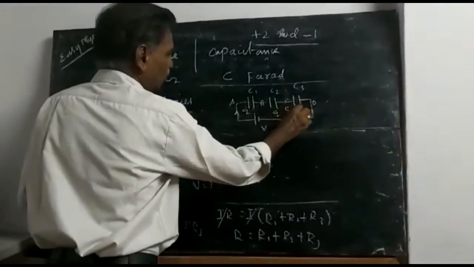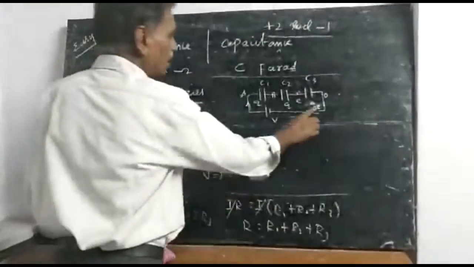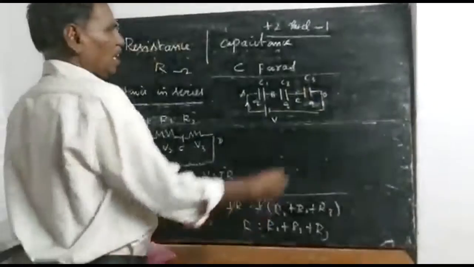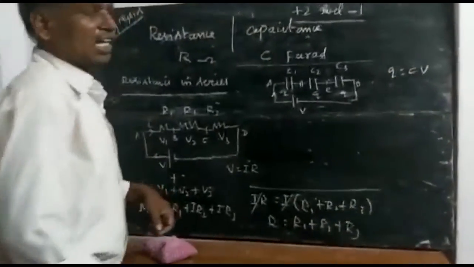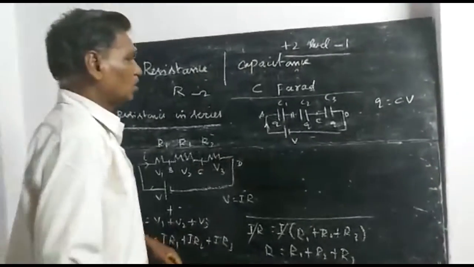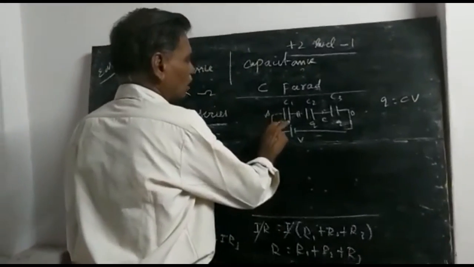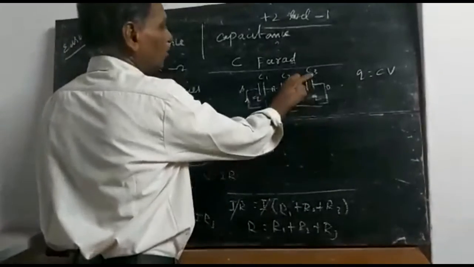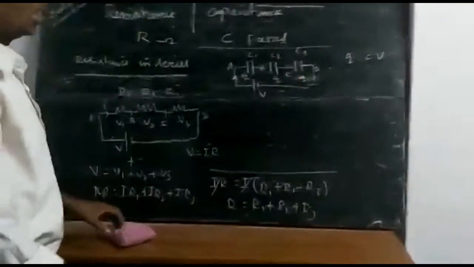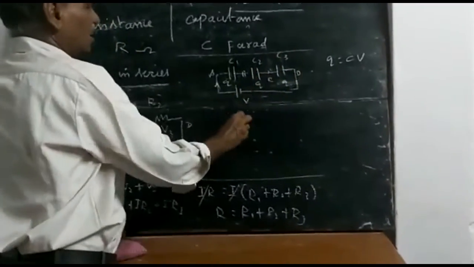Since they are in series, the same charge Q is flowing through all of them, and Q equals CV as per the electrostatic law. So Q is the charge flowing through capacitance C1, Q is the charge flowing through C2, and Q is the charge flowing through C3. V is the total voltage.